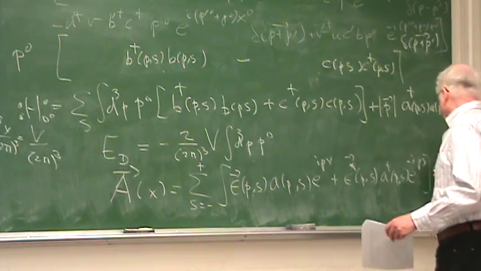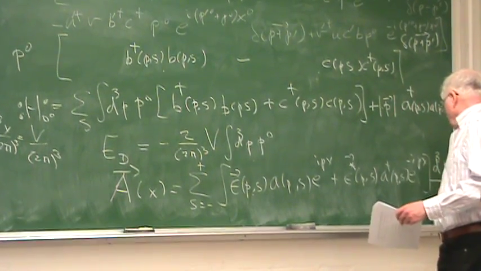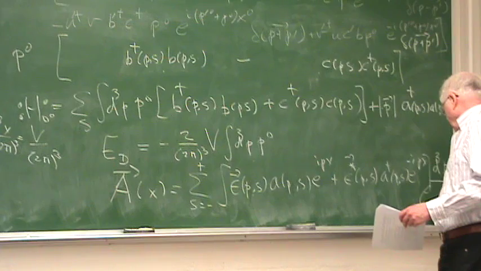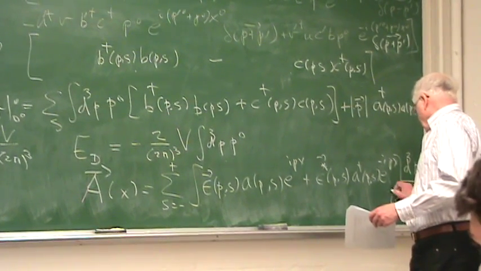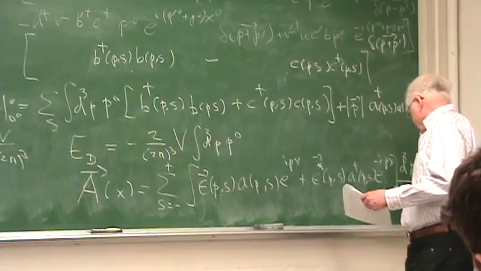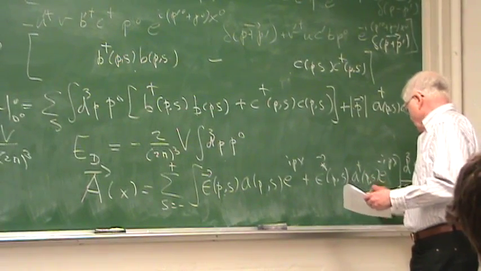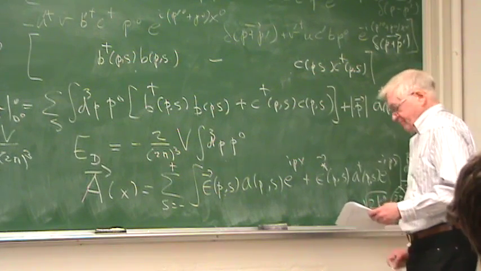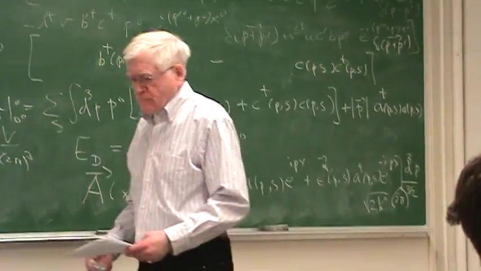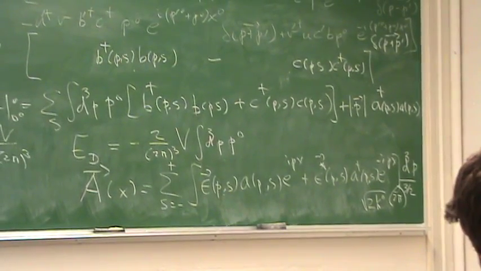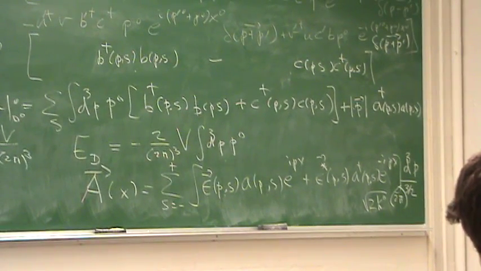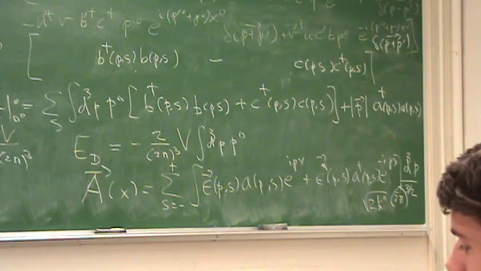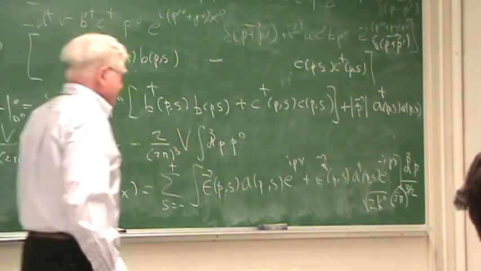And now the phase factor is d^3p over 2 pi to the 3/2, but there's also a square root of 2 k0, or 2 omega k, or 2 length of k vector. You mean p0? Because he switches from k to p? Yes, of course.